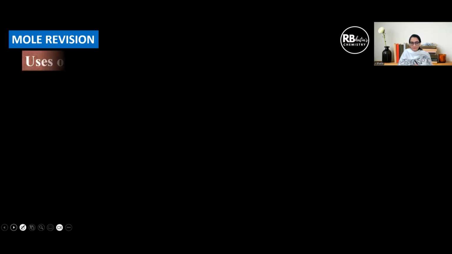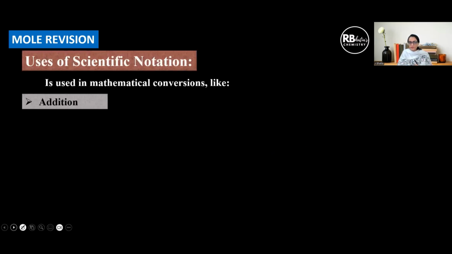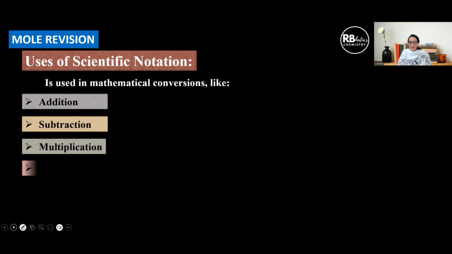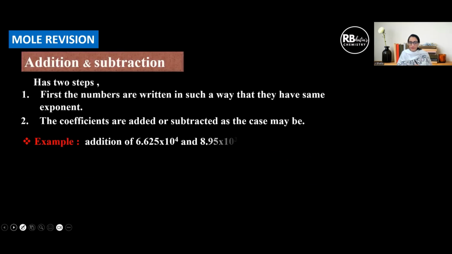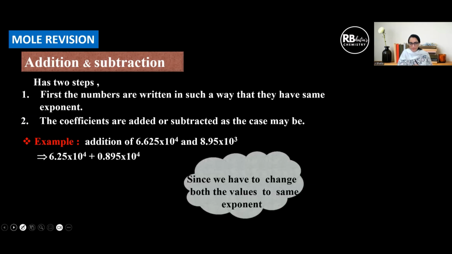Next is uses. We can use scientific notation in mathematical operations like addition, subtraction, multiplication, and division. So under addition, what do we do? Supposing we have to add these two numbers, the first thing is we will try to make the powers the same. So how do we make the powers the same?